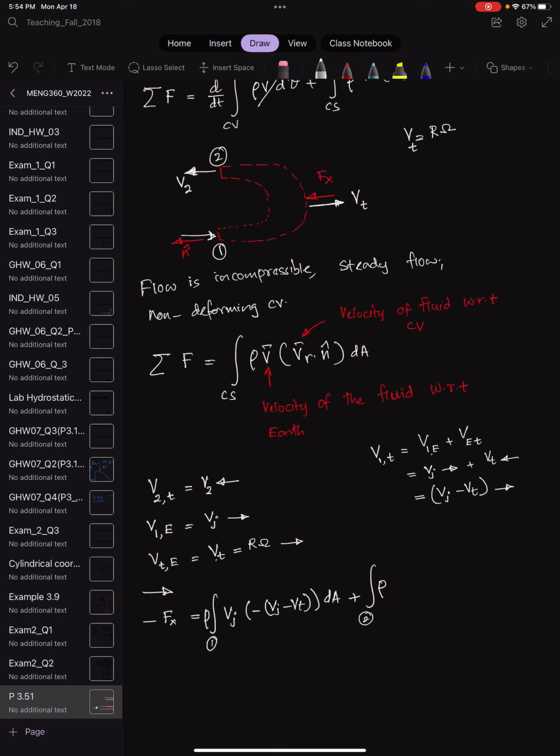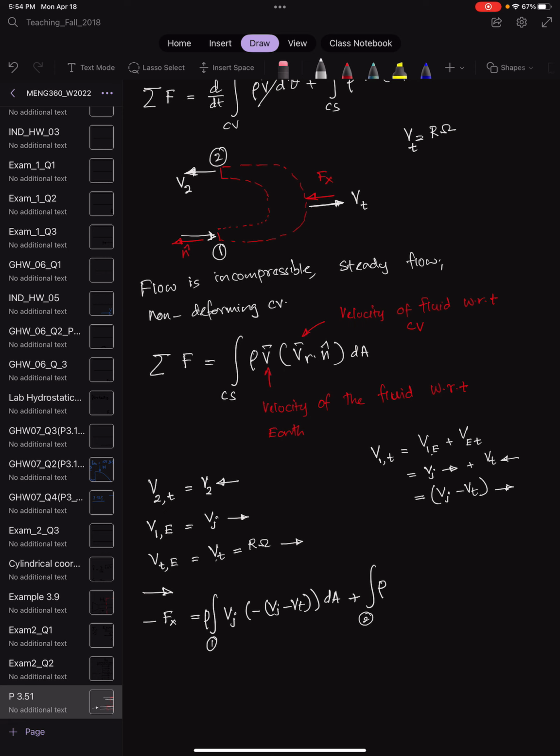Rho Vj, velocity of the fluid with respect to Earth. So that's not V2, because V2 is velocity at 2 with respect to turbine. So we need to find velocity at 2 with respect to Earth.